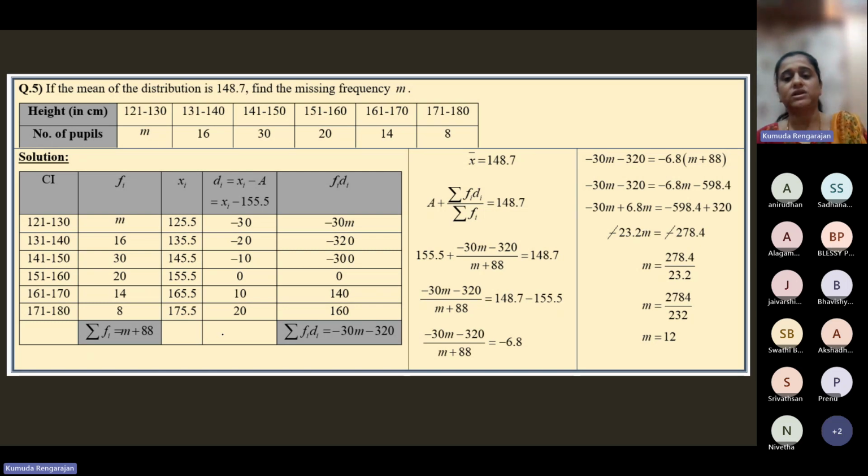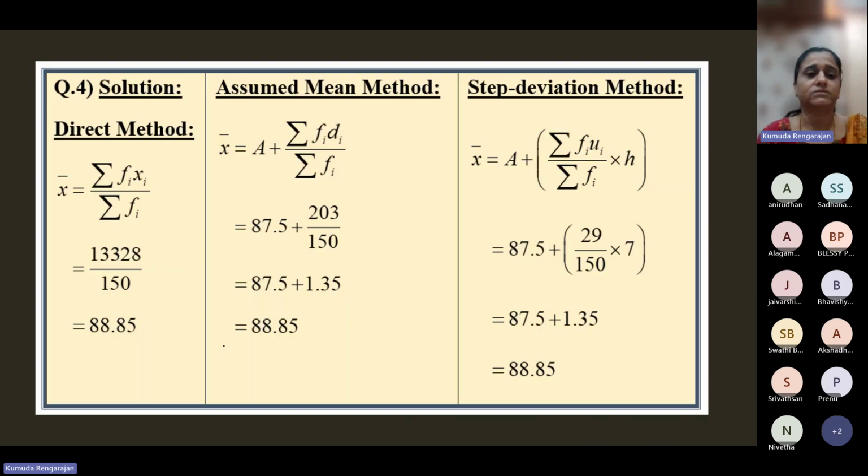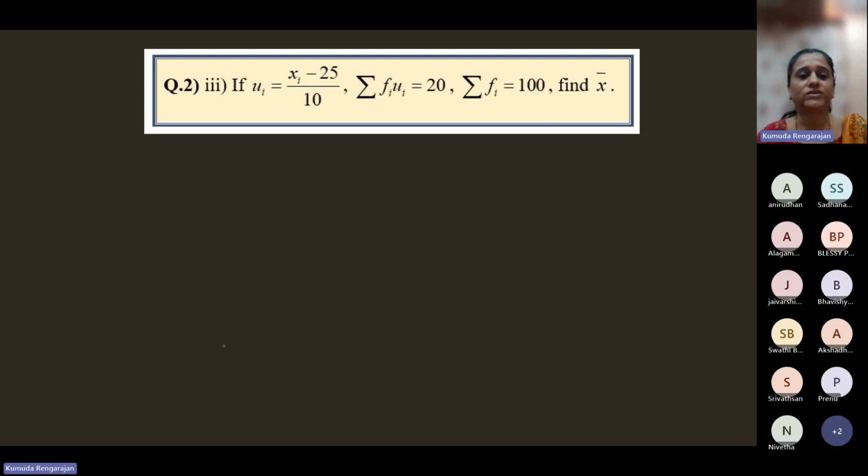Okay, so take a screenshot and leave some space to complete this later. Go to the next type where 2 frequencies are missing.